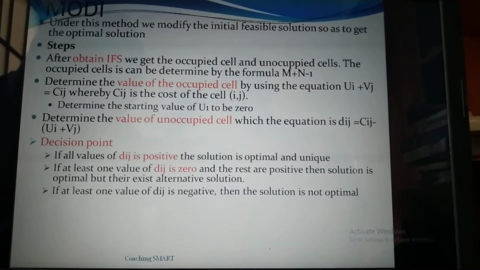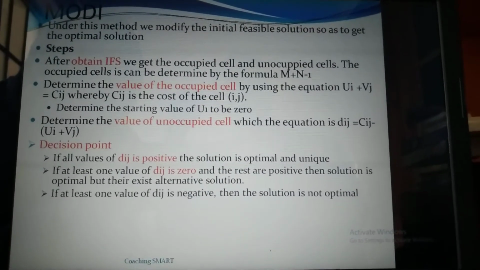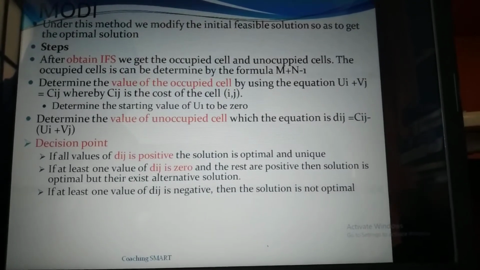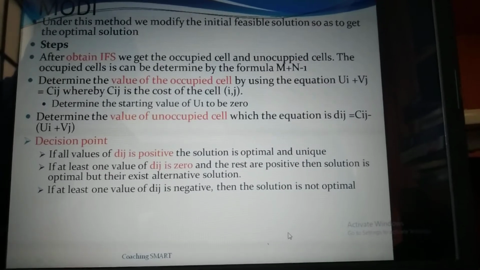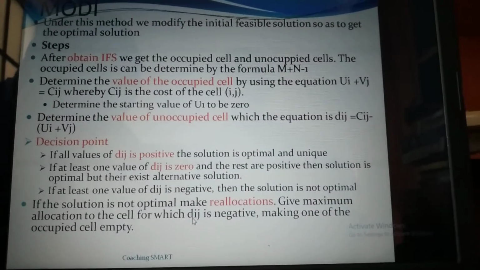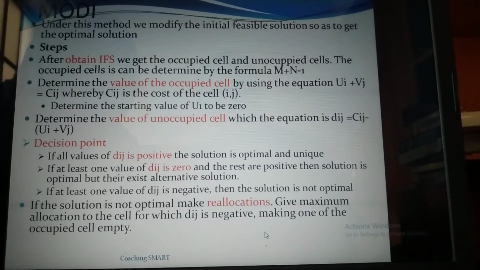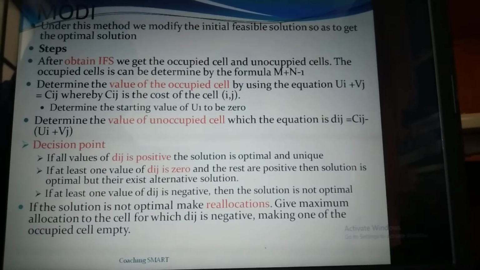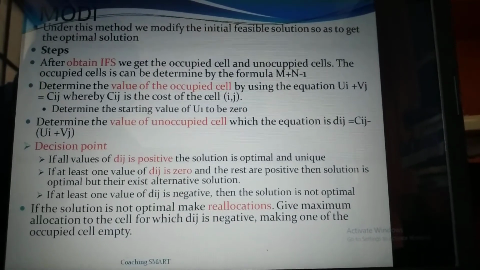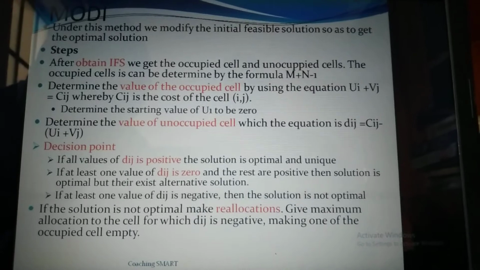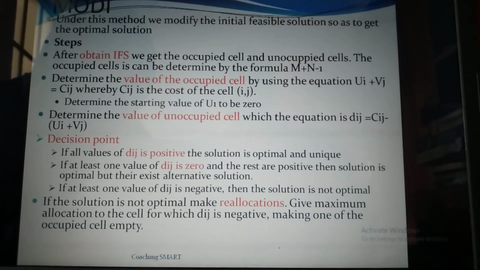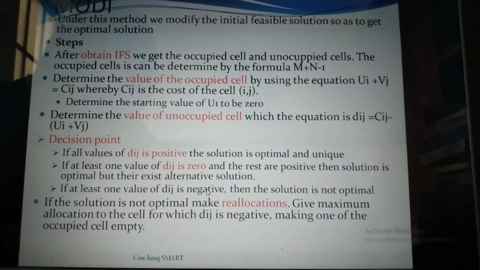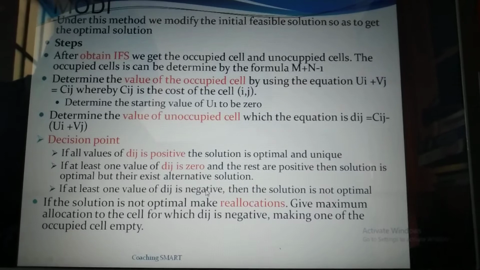If at least one value of dij is negative, then the solution is not optimal. What are we supposed to do? We move on to the reallocation. If the solution is not optimal, make a reallocation. Give maximum allocation to the cell for which dij is negative, making one of the occupied cells empty. So in the reallocation, we move the negative to positive. So these are the steps to be followed in the modified distribution method.